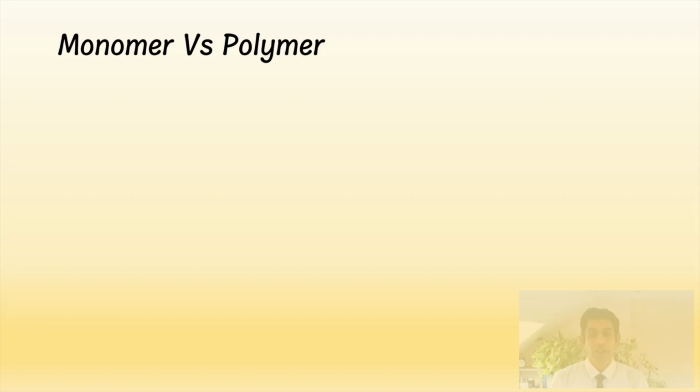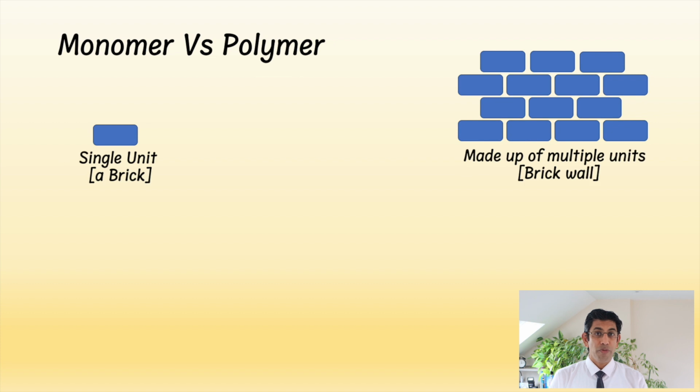Let's clarify a few terminologies before we start. Monomers and polymers. What is a monomer and a polymer? A polymer is something made up of lots of monomers joined together. Let's say, for example, take a brick as a monomer. Lots of bricks joined together creates a brick wall. The brick wall is a polymer because it's made up of lots of single monomers, bricks.